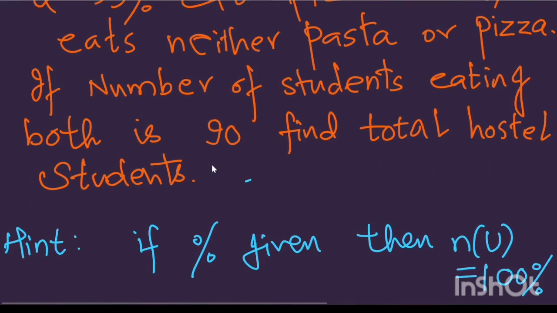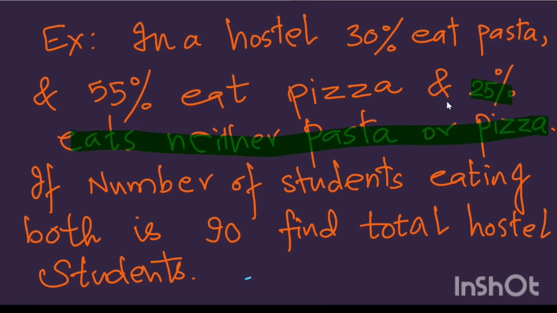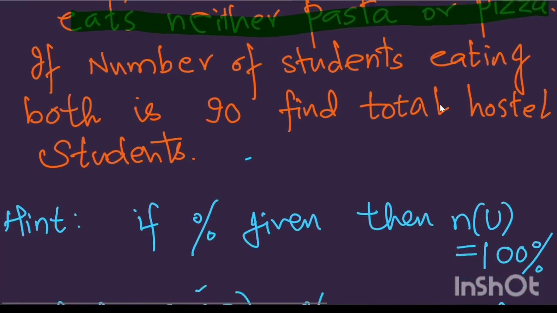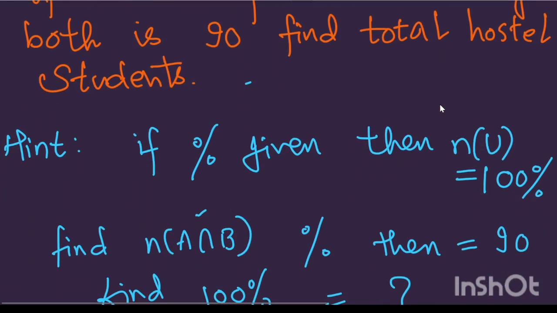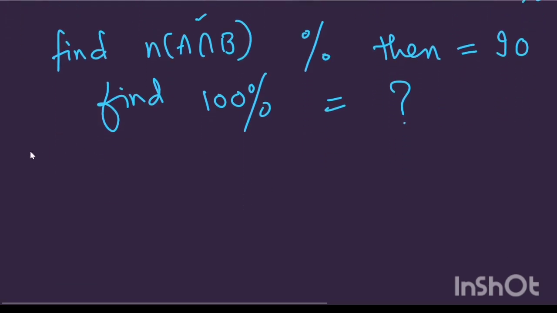n(A union B) we can calculate, because it is given that 25% eat neither pasta nor pizza. So we can find the number of students that eat pasta or pizza. From there we can find students eating both pasta and pizza. These kinds of word problems are also called cardinality based problems that we encounter in sets related questions. So what is A and what is B, that we will see in the solution.